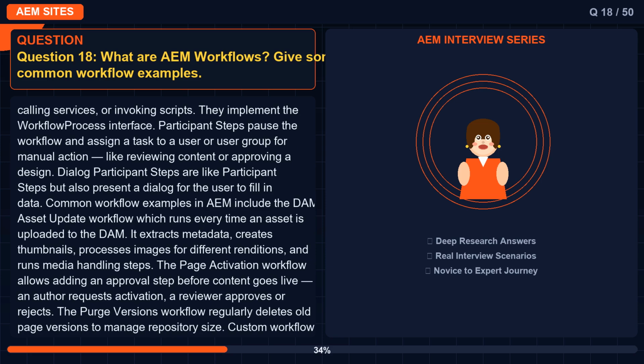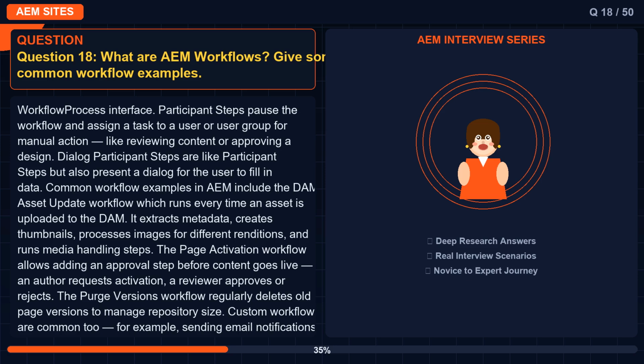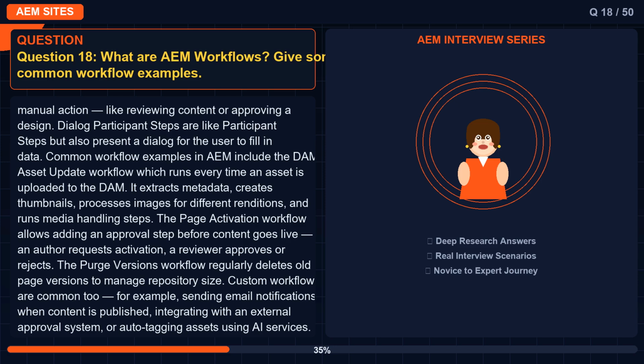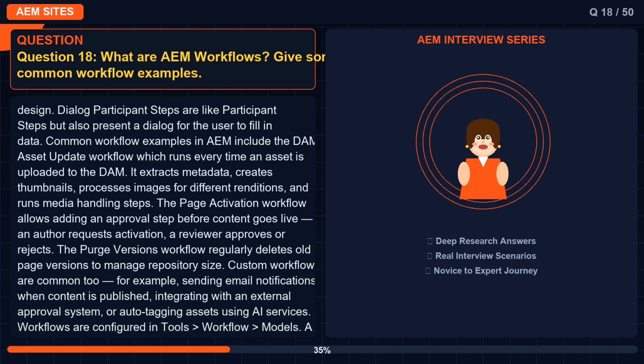Common workflow examples in AEM include the DAM asset update workflow, which runs every time an asset is uploaded to the DAM. It extracts metadata, creates thumbnails, processes images for different renditions, and runs media handling steps. The page activation workflow allows adding an approval step before content goes live. An author requests activation, a reviewer approves or rejects. The purge versions workflow regularly deletes old page versions to manage repository size.